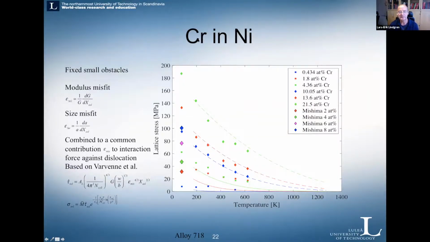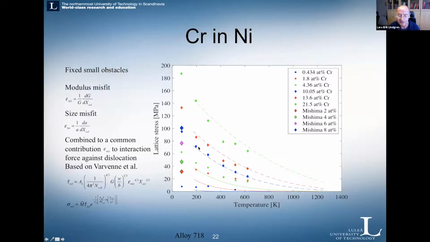We find results from measurement of the effect of chrome in pure nickel, and those are the symbols here. We use the typical available model where you have modulus misfit between the host lattice, nickel, and the chromium, and also size misfit. And you can combine them according to models into an effective contribution to shear resistance in the material, which is proportional to the solute concentration raised to 2/3. And then you can translate it into an effective contribution to the flow stress. And the model is the lines.